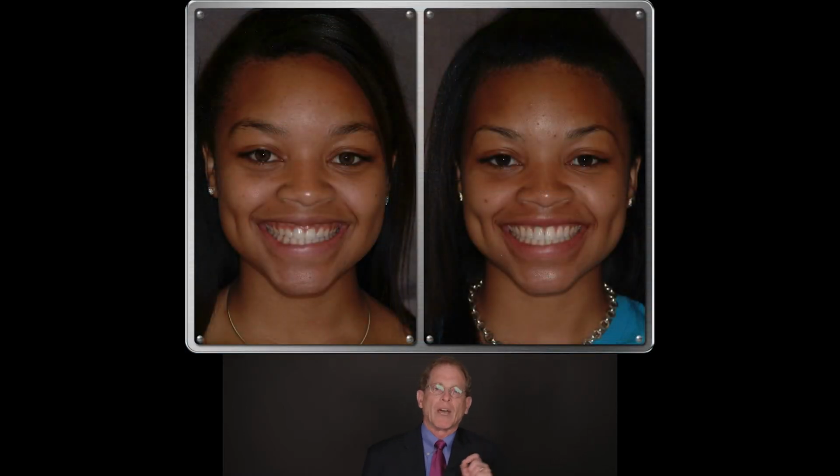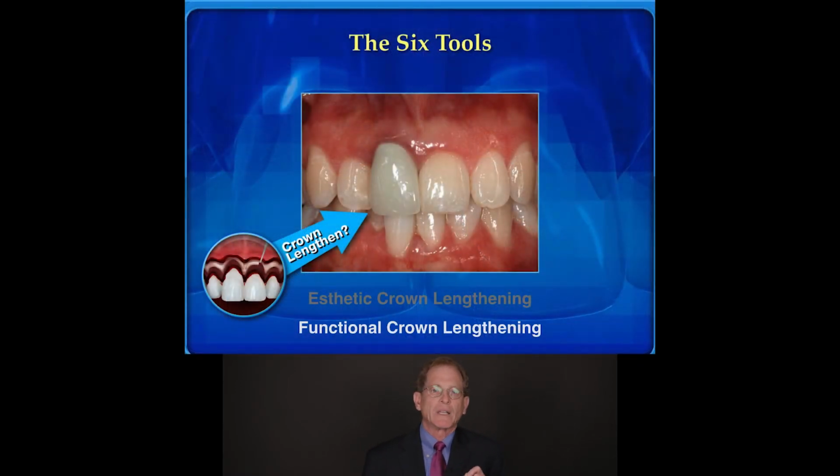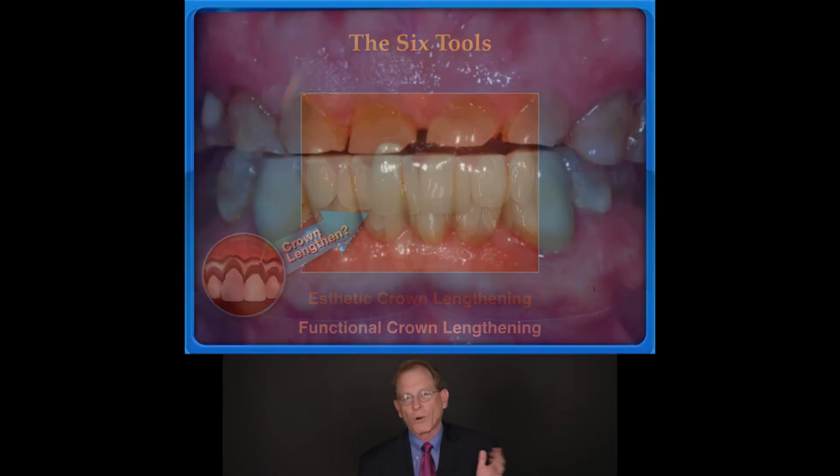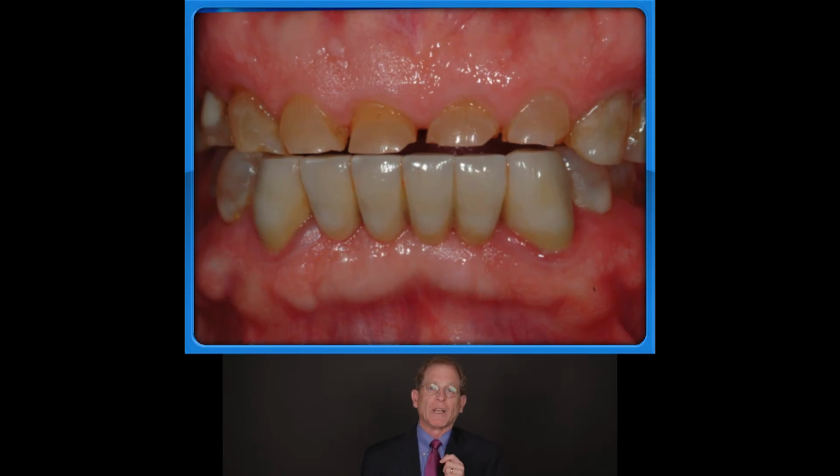So the first type of crown lengthening and our second trick, the perio trick, is functional crown lengthening. Functional crown lengthening is much more aggressive. Functional crown lengthening means that we have to remove bone and soft tissue 360 degrees, apically position the tissue up on the root. It's a much more aggressive procedure. Who's it for? It's for a patient like Leroy.